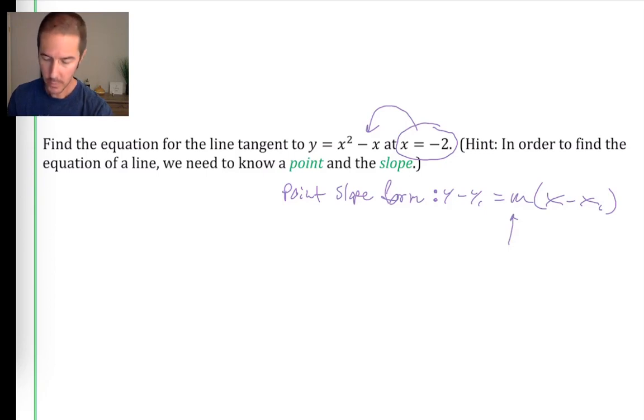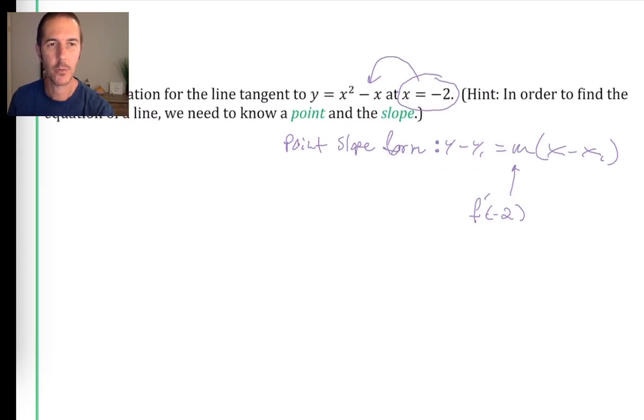Well, slope is f prime. You want a specific slope. You want the slope when x equals -2. So you'll need to take the first derivative of your equation, f prime of x, in other words, y prime, and once you've determined what f prime of x is, you'll plug in an x value of -2, and that will give you your slope. All right, so I think that you can handle doing those two things.